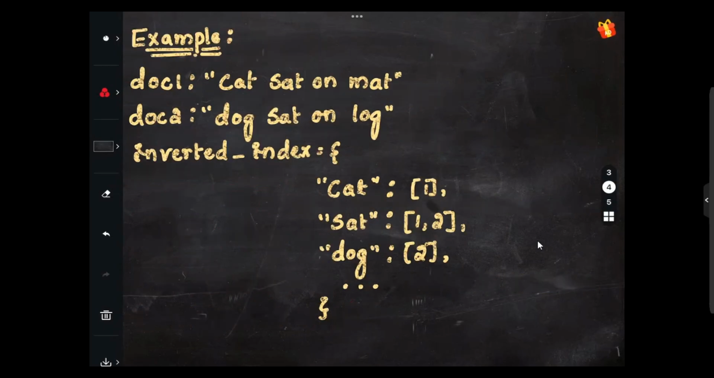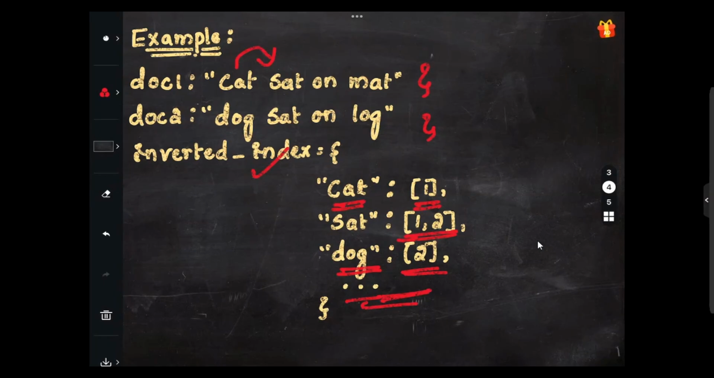So for an example, you can just see accordingly. Doc 1 we have mapped to this one: cat sat on mat. Doc 2 is mapped to: dog sat on log. And the inverted index would become like this. Cat we will be going with 1, sat with 1 and 2, dog with 2, and so on. This is a simple example. Now we have successfully discussed the algorithm choice.